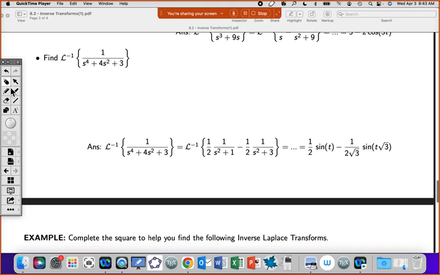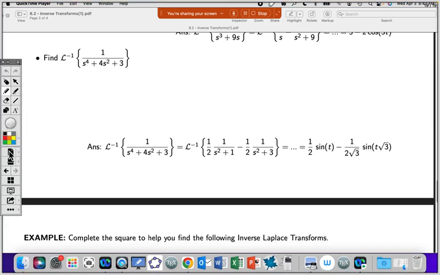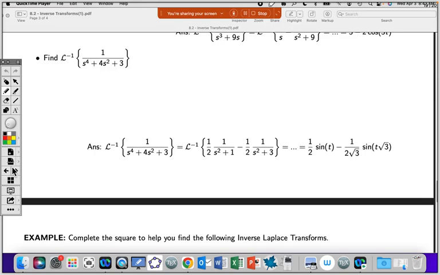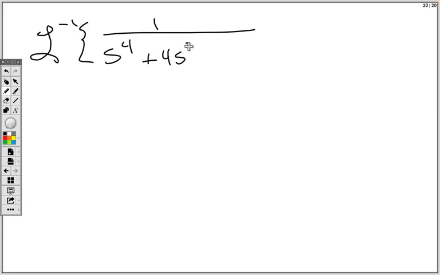All right, let's take a look at this last one here in this example. So here we got an s to the 4th down there, plus 4s squared, plus 3. Once again, none of our basic formulas addresses this, because we got s to the 4th down there. So we got to rewrite it to use what we know. So once again, first step in partial fraction decomposition is to factor that denominator.